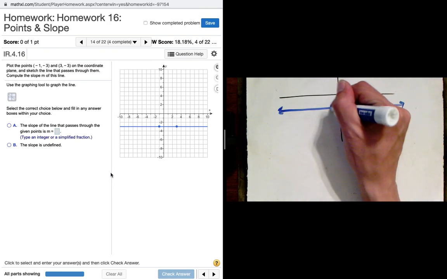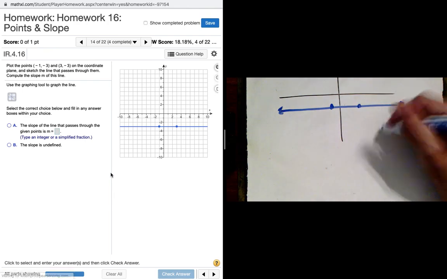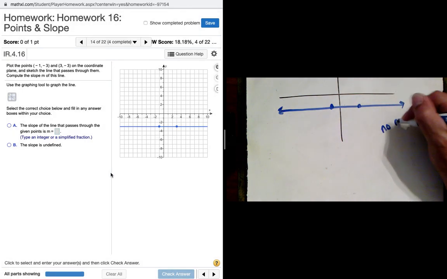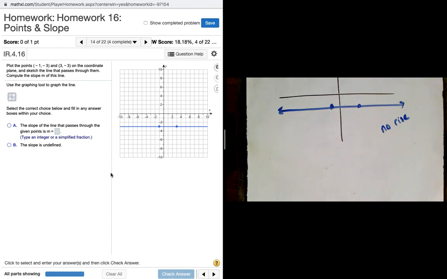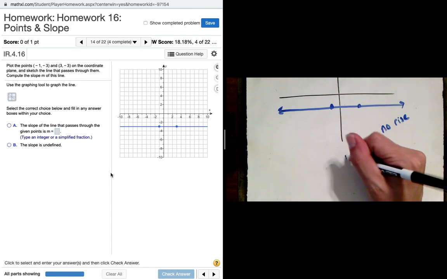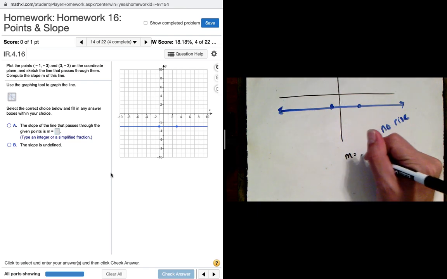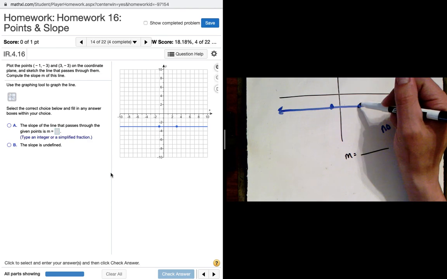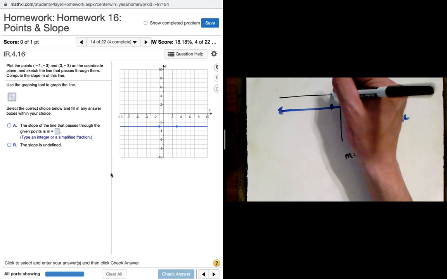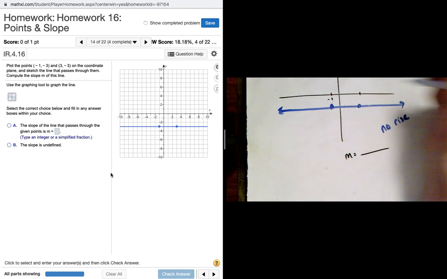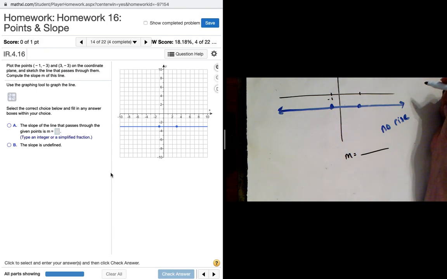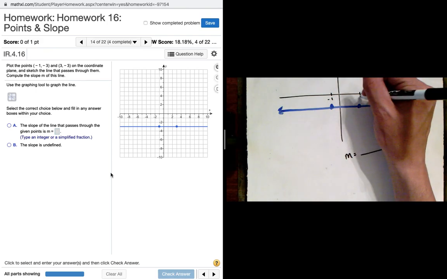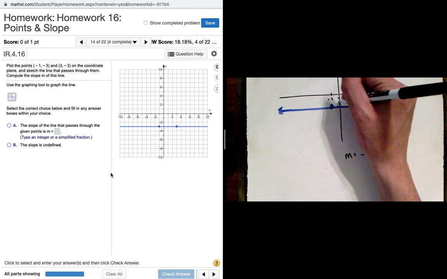Notice that this value has no rise to it. It doesn't go up or down at all. And remember that our m value is the change in y over the change in x. As I go from this point to this point, again, this first one was an x value of negative 1, and the second one was an x value of positive 3. Both of these happened at negative 3.